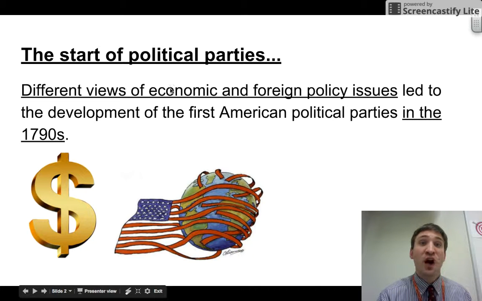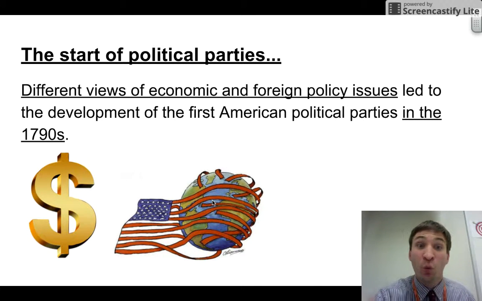Different views of economic and foreign policy issues led to the development of the first American political parties in the 1790s. It was about money. It was about how America wanted to view and interact with the world.